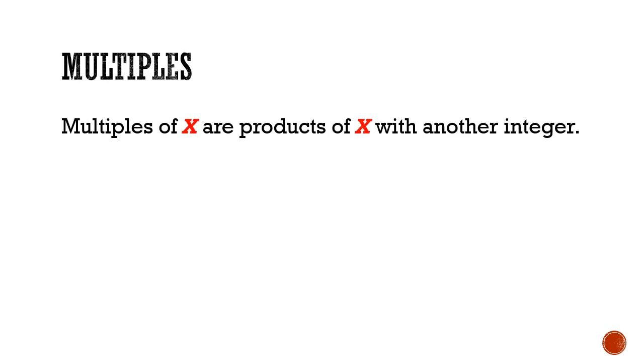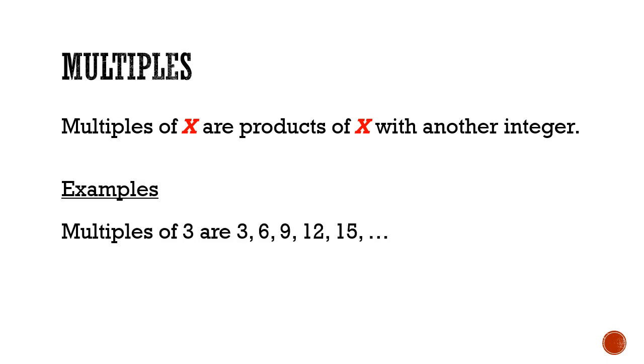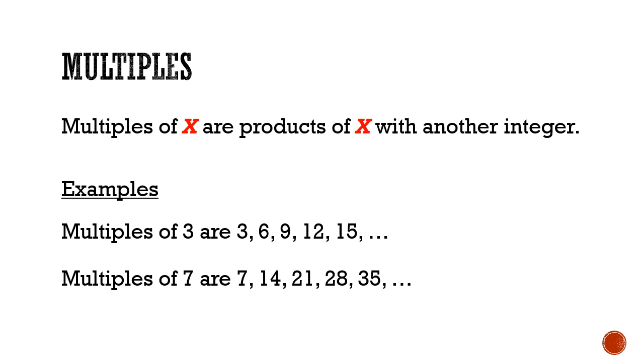And now we move on to the definition of multiples. The multiples of a number x are the products of x with another integer. For example, the multiples of 3 are 3, 6, 9, 12, 15, and so on. Similarly, the multiples of 7 are 7, 14, 21, 28, 35, and so on. But what about numbers like 0, -3, -6? Are these considered multiples of 3? Well, yes they are. These are all multiples, except they are not positive multiples.